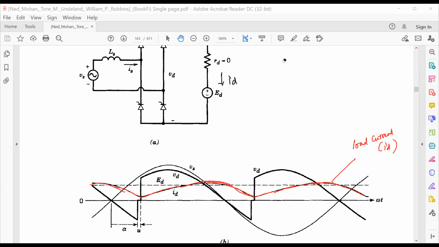Look here very carefully. Can anyone figure out what this angle is? This angle, which is given already. This is 0. This angle is 0. Then what is this angle? What is this angle?